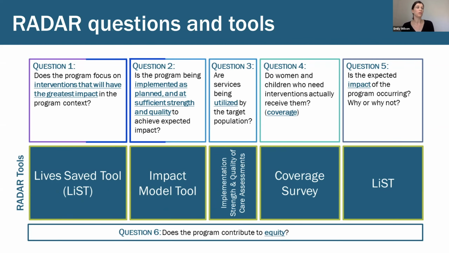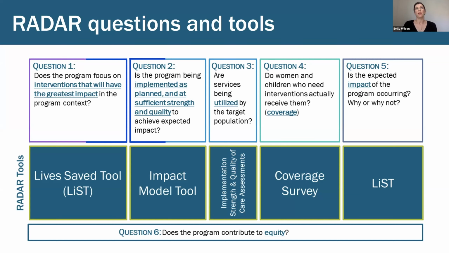So for the live save tool, we're interested in using that to answer, does the program focus on interventions that will have the greatest impact in the program context? For the impact model tool, we're interested in whether the program is being implemented as planned and at sufficient strength and quality to achieve the expected impact. For the implementation strength and quality of care assessment tools, we're interested in whether services are being utilized by the target population. And for coverage, which we're focused on with this webinar series, we're interested in whether the people who are in need of interventions are receiving them.